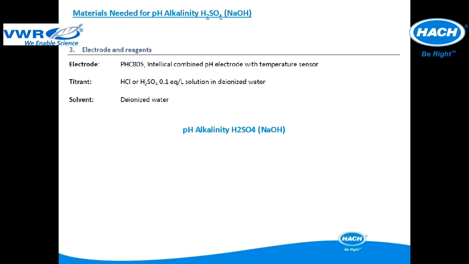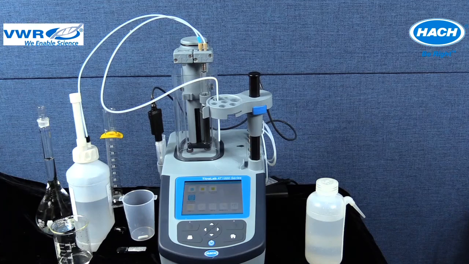This slide details the main items necessary to perform the pH alkalinity H2SO4 or NaOH application. A full list of materials is detailed in the application note. In this training example, the USB application key has been installed and the appropriate applications loaded, including the pH alkalinity H2SO4 analysis that will be demonstrated. The AT1222 model was chosen for this training.